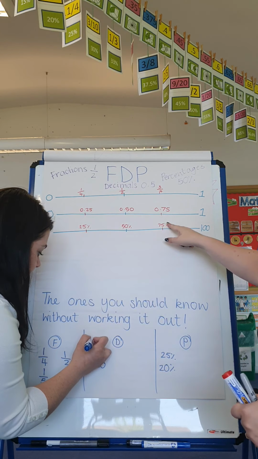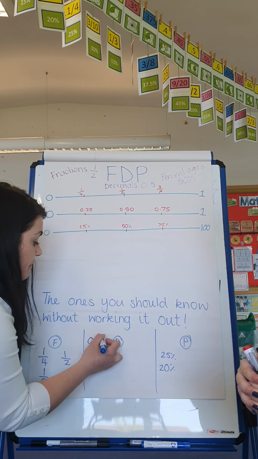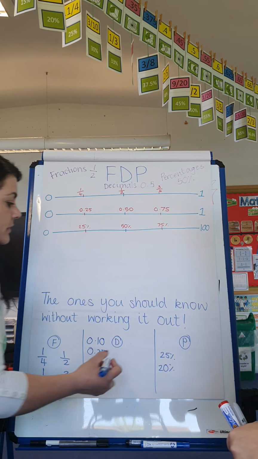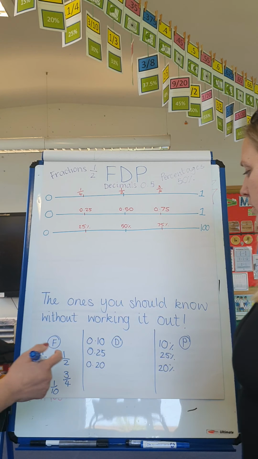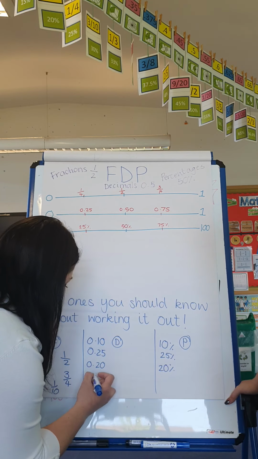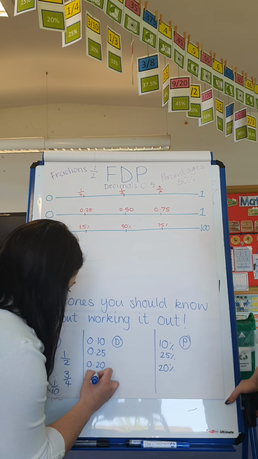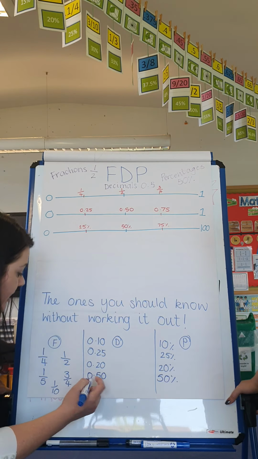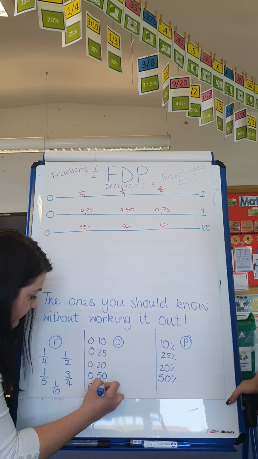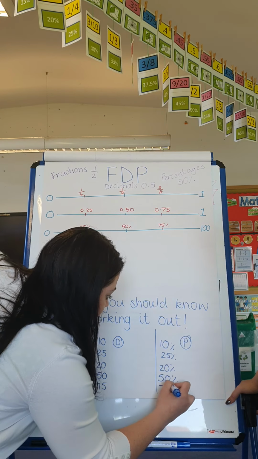1/10 is 0.1. But again, I'm going to put 0 as placeholder, and that's my 10%. Easy peasy. You just need to know these, don't you? So same with half. Half is obviously 0.5, but I'm going to use it as a placeholder. You've got 50%, and then 3/4 is 0.75, which is 75%.